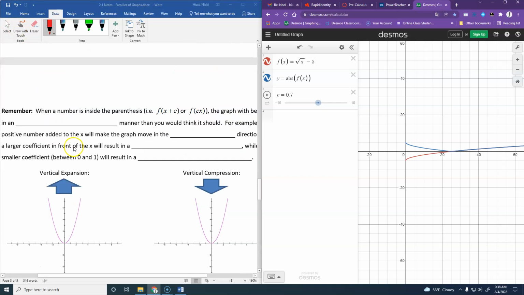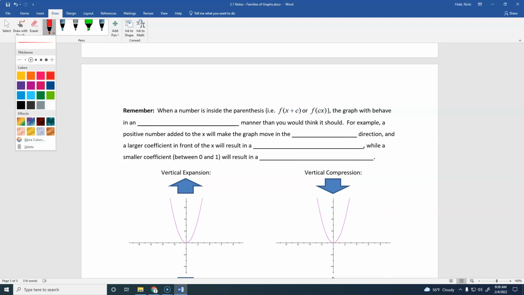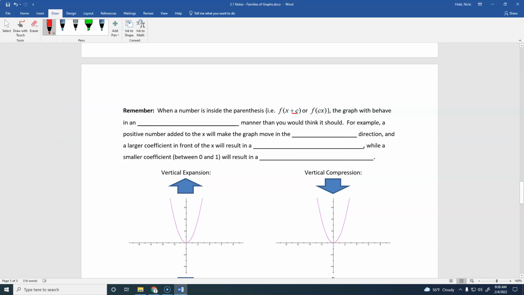All right, we're going to look at compressions and expansions just in a little more detail to talk about it. And then I'll try to re-explain what I was explaining a little bit earlier correctly. But let's do this first. So when a number is inside the parentheses, either adding it or multiplying it, the graph will behave in an opposite manner than you think it should.